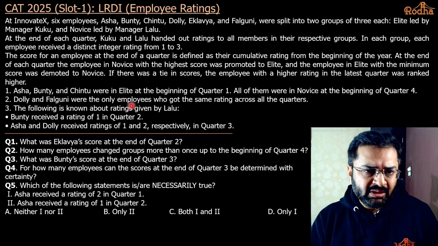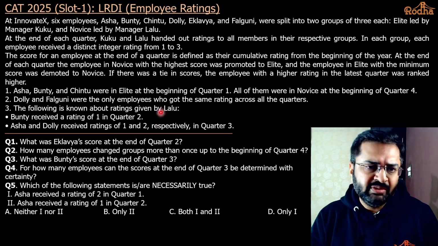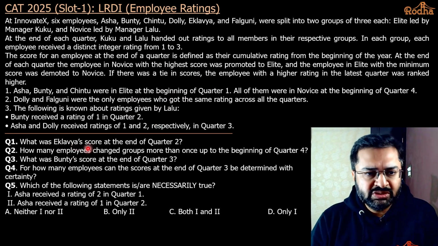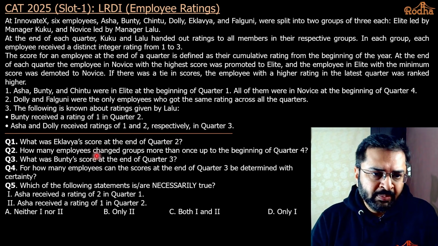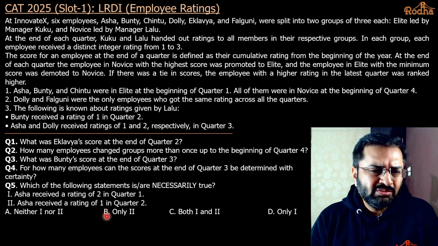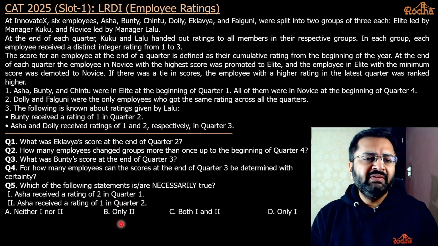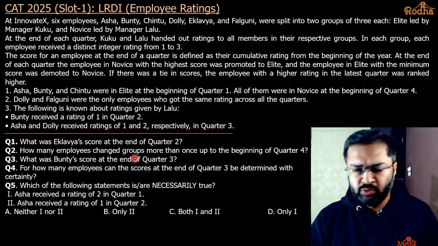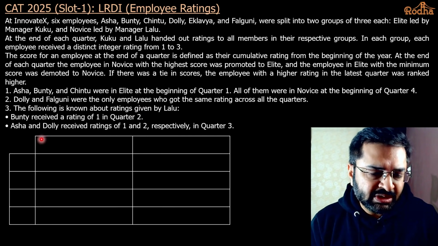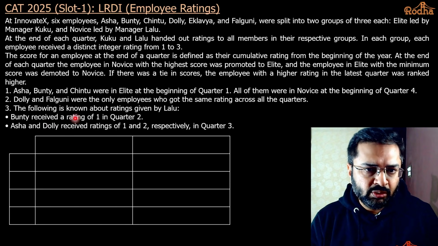Let's look at the kind of questions it's asking. What was Eklavya's score at the end of quarter 2? How many employees changed groups? What was Bunty's score? So it's pretty obvious that you'll have to tabulate the data and then only can we answer the questions. So I'll remove these questions, they're not really required, and create a small table, a kind of structure in which we can put the data over here, right?